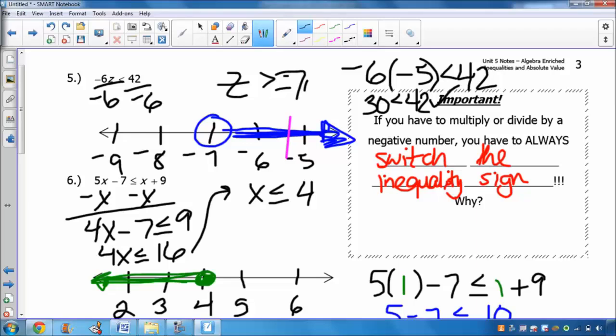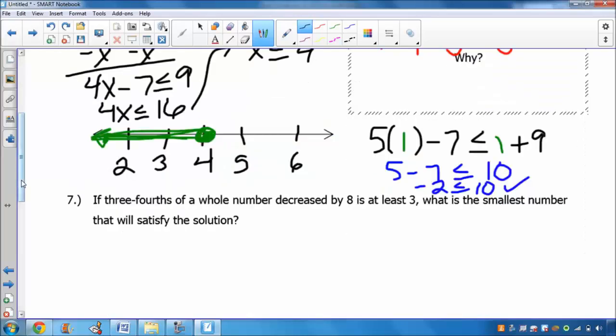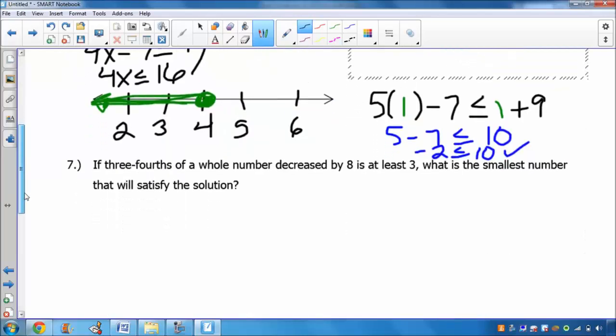So it does work when you switch the inequality sign, and it's really important that you make sure to do that. All right? Okay, so now let's skip down to question number 7. 2 more problems and then we will be done.